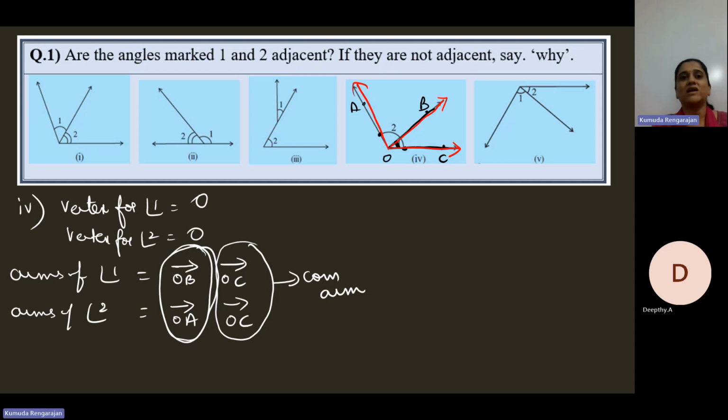So angle 1 and angle 2 are not adjacent angles. They have a common vertex, they have a common arm, but their non-common arms lie on the same side of the common arm. The non-common arms must lie on either side. So here the common arm is OC. Where are the non-common arms? OB and OA. Both of them are on the same side. This is the common arm. Both of them are above.